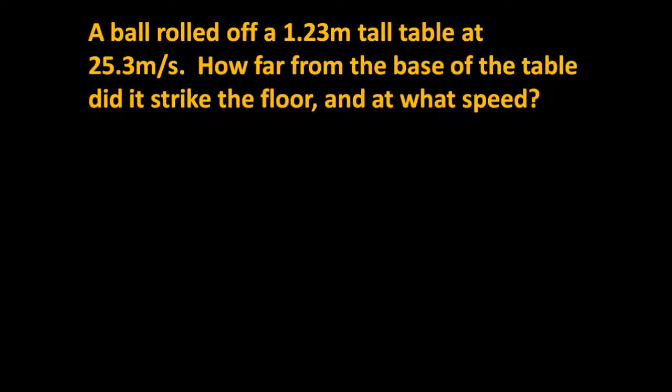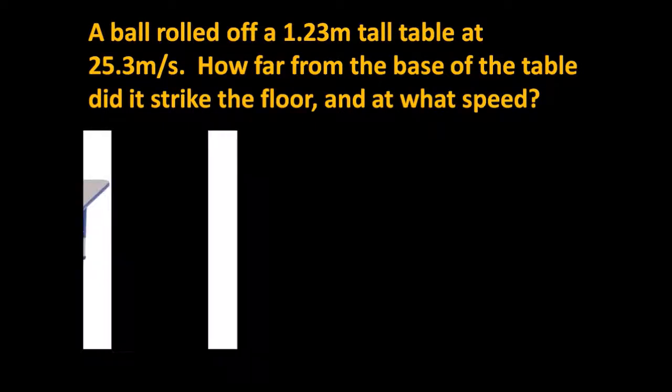Let's take a look at what this means by doing an example. A ball rolled off a 1.23 meter tall table, that's about 4 feet, at 25.3 meters per second. How far from the base of the table did it strike the floor, and at what speed? Well, if you watch the path of the golf ball in the video, you notice that it followed an arcing path, and that's what's going to happen here with the ball as it rolls off the table.